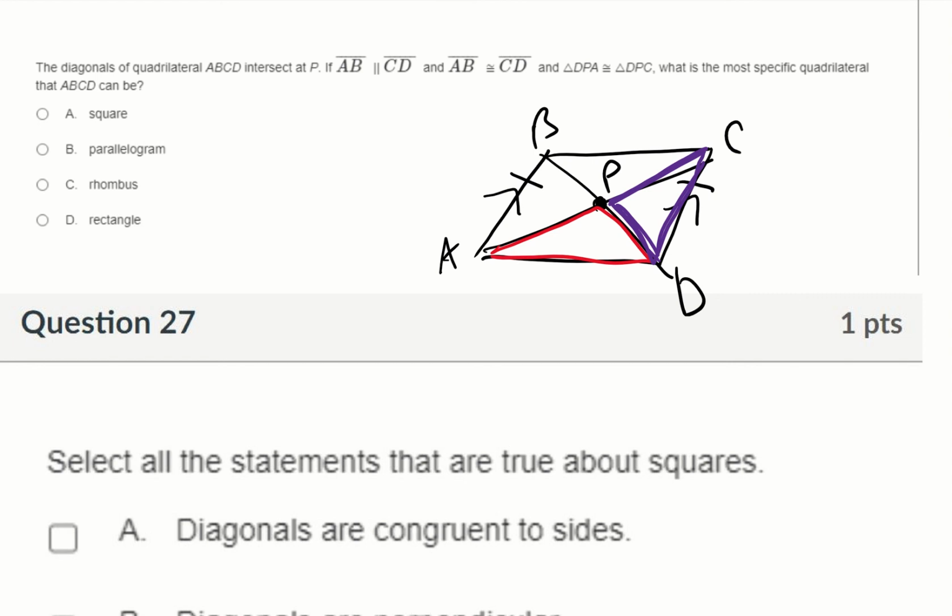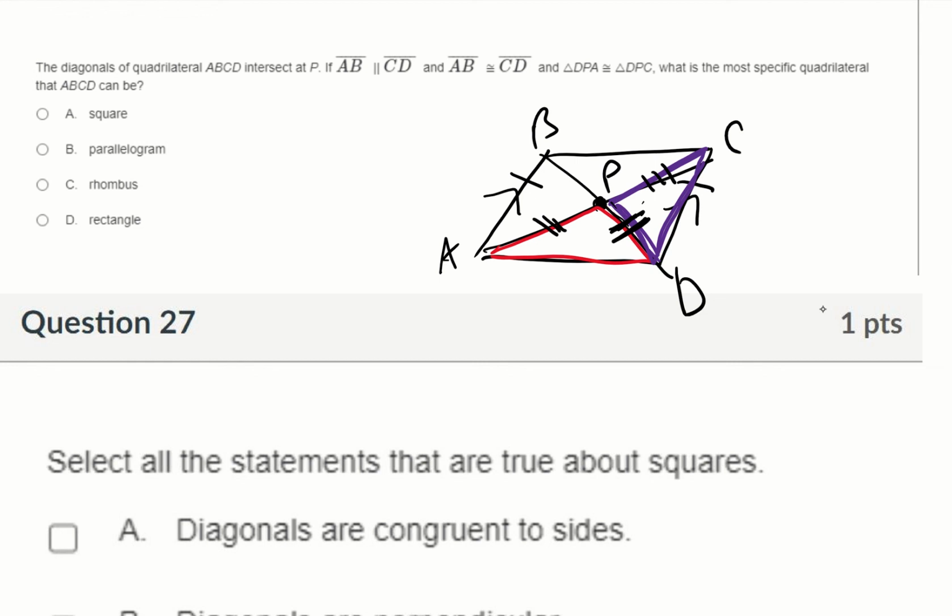Okay, so then we know one more thing. It says here, what is the most specific quadrilateral? So since these two triangles are congruent, we obviously know that this side is the same for both of them. So that side is obviously congruent between both of them. I'm going to mark that with 2 tick marks. That's by the reflexive property. And then we also know that since these two triangles are congruent, that means that this side right here is congruent to this side right here.